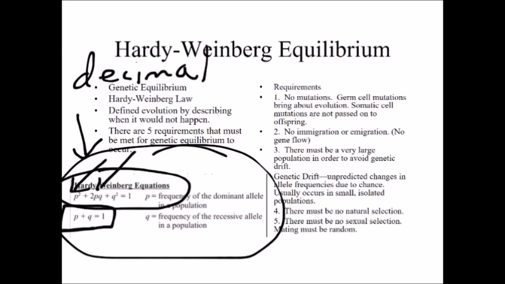2PQ represents organisms that are heterozygous, organisms that have 1 dominant and 1 recessive allele for a particular condition. And finally, Q squared represents individuals that are homozygous recessive, individuals that have 2 copies of the recessive allele for the condition that we happen to be looking for.